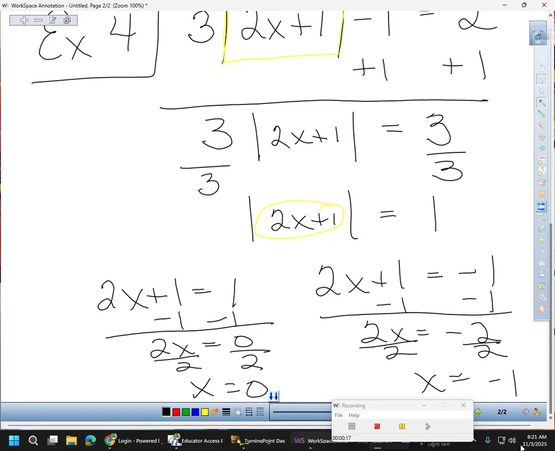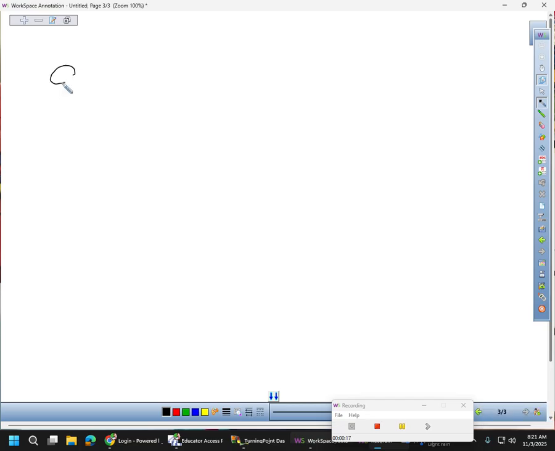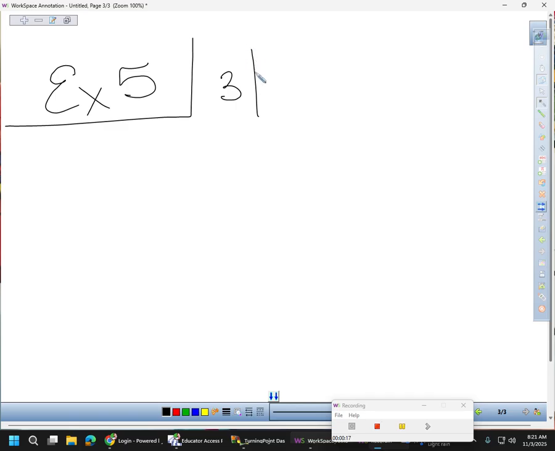Try another one. That was as hard as it got. So right there, we can handle it. It's just little equations to solve. Okay? Sample number 5. Say I have 3 times the absolute value of x plus 2 plus 4 equals 13.